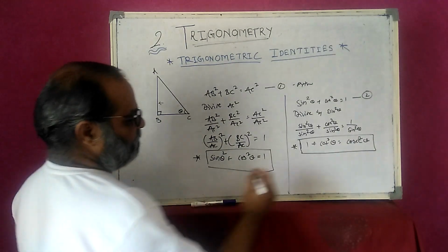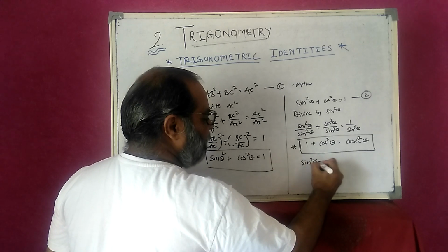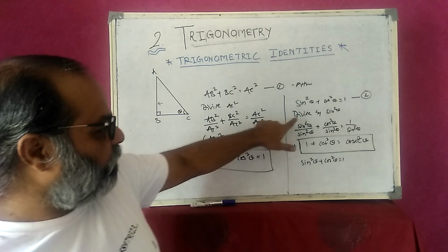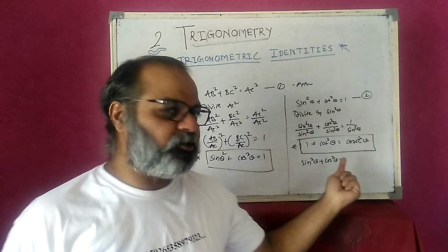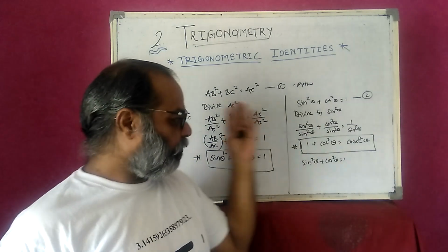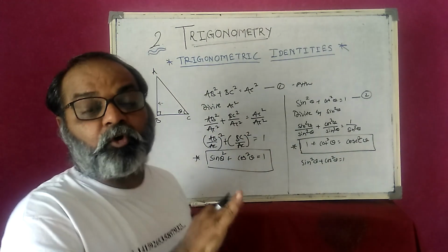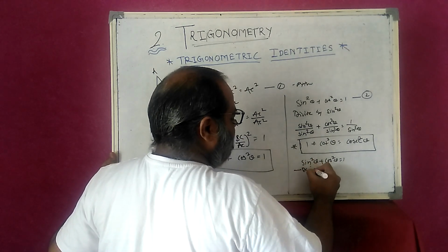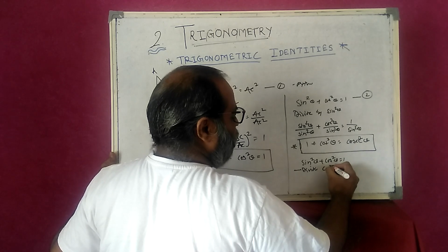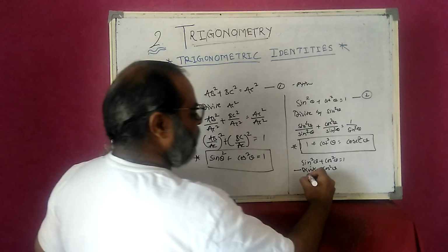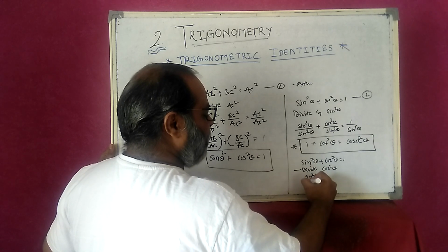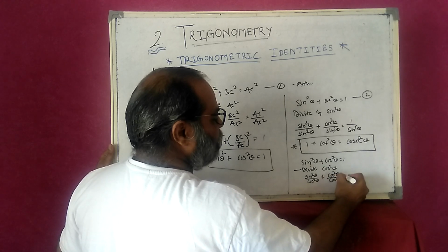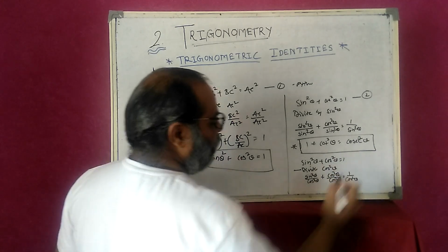Now I take the same equation, sine square theta plus cos square theta is equal to 1. Initially we divided by sine square theta and got the identity 1 plus cot square theta is equal to cosec square theta. Now we divide this equation by cos square theta. Let's see what we get. So sine square theta upon cos square theta plus cos square theta upon cos square theta is equal to 1 upon cos square theta.